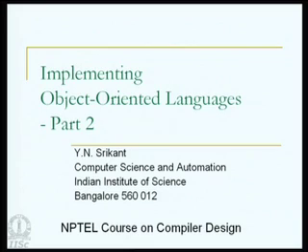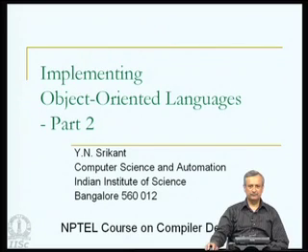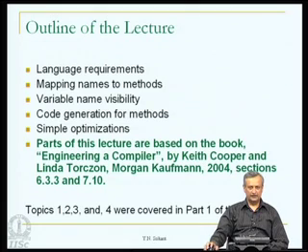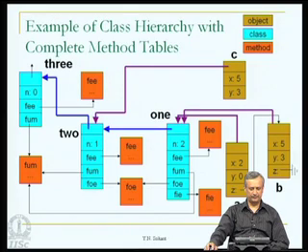Welcome to part 2 of the lecture on object oriented languages and their implementation. Last lecture covered topics 1, 2, 3, 4, that is language requirements, how to map names to methods, visibility of variable names and code generation for methods. So, today after a very quick review of the code generation, we will look at simple optimizations.